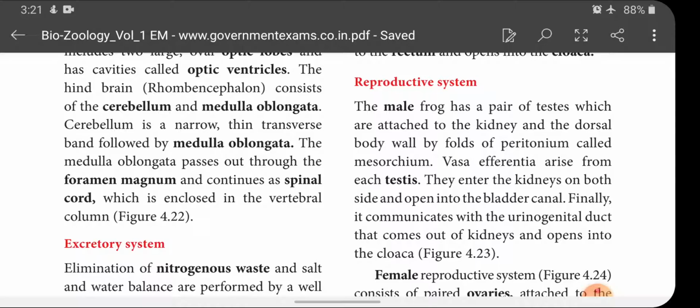Okay. About hindbrain, it consists of two regions: cerebellum and medulla oblongata. Cerebellum is a narrow thin transverse band, followed by the medulla oblongata. Medulla oblongata passes through the foramen magnum and continues as spinal cord, which is present inside the vertebral column. Okay, the hindbrain of human consists of pons as an extra structure. Okay, this is about structure of nervous system in frog.